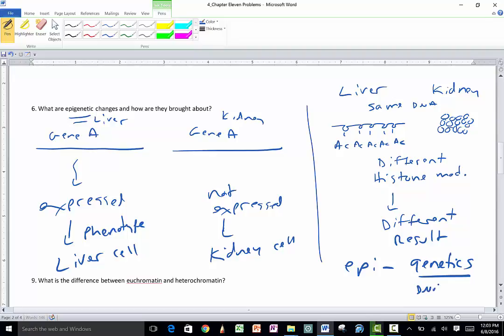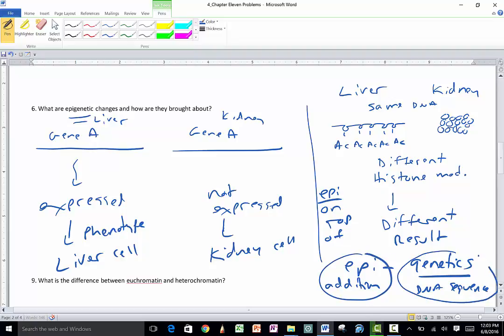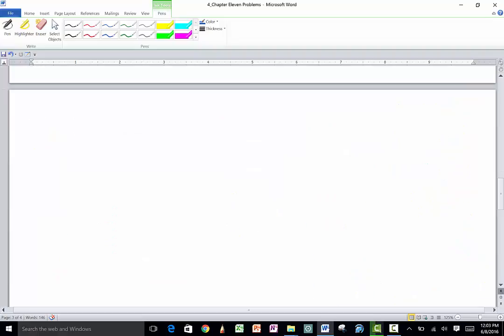So this is the DNA sequence, and this is in addition. Epi means to stand on top of, and so this layer of information is standing on top of this layer of information and sort of changing how that information is expressed. This is just one example of epigenetic modifications that can change gene expression, and we'll talk about more later. Chapter 21 is all about epigenetics.